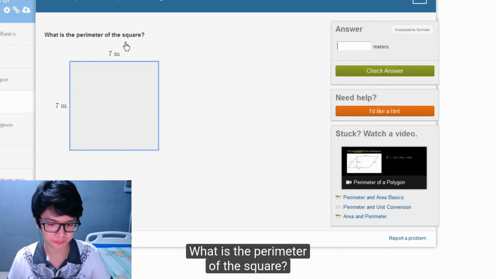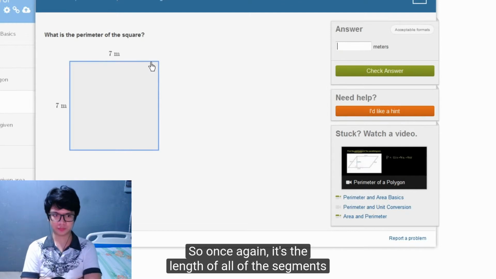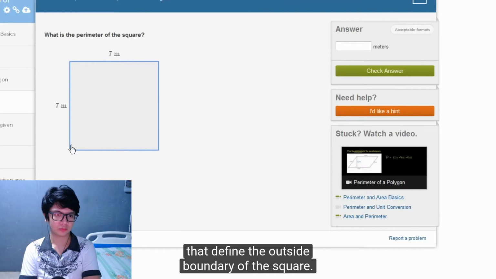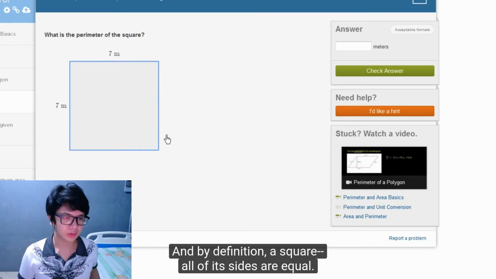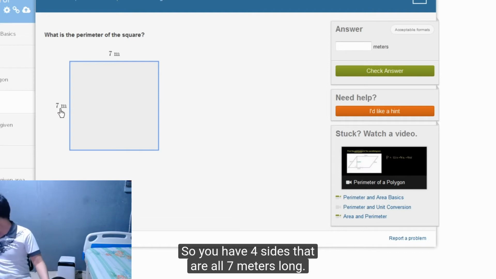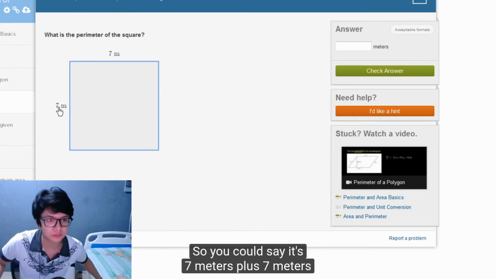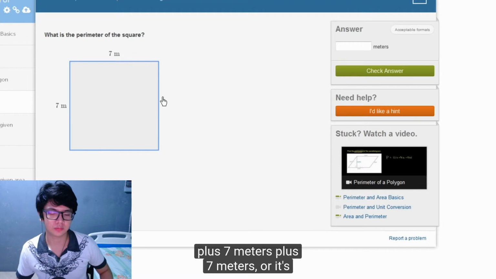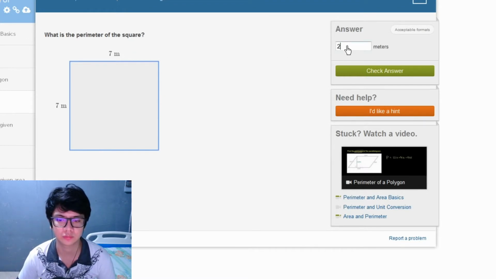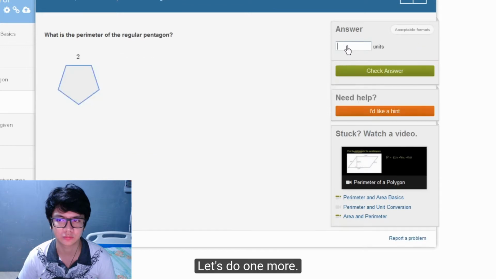What is the perimeter of the square? So once again, it's the length of all of the segments that define the outside boundary of the square. And by definition, in a square all of its sides are equal. So you have 4 sides that are all 7 meters long. So you could say it's 7 meters plus 7 meters plus 7 meters plus 7 meters, or it's 4 times 7 meters, or 28 meters. Let's do one more.